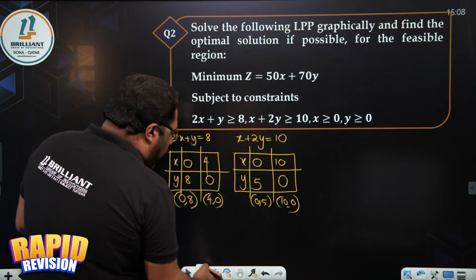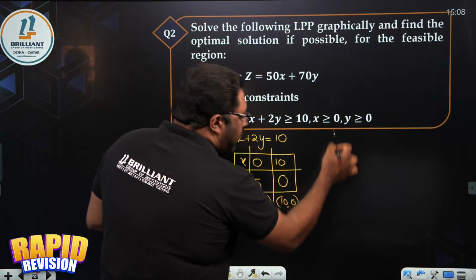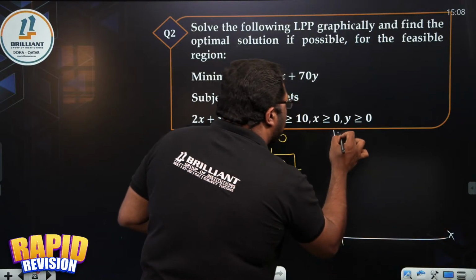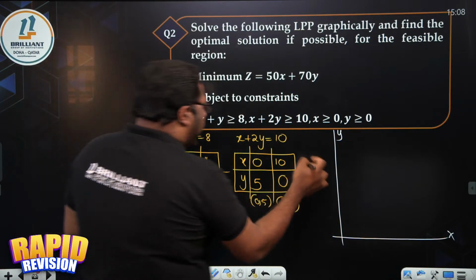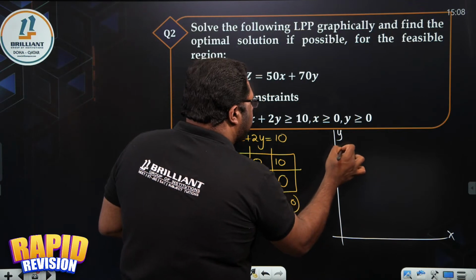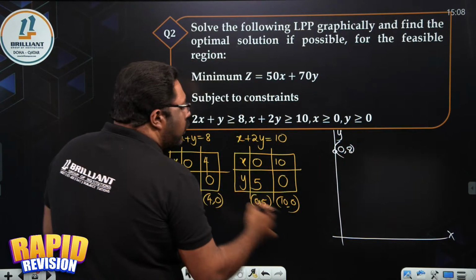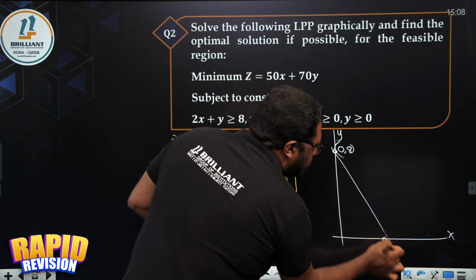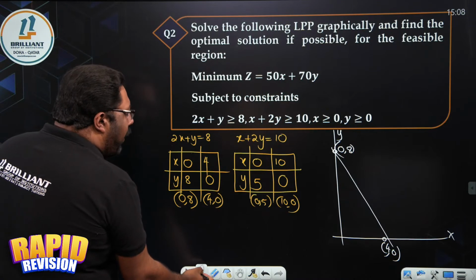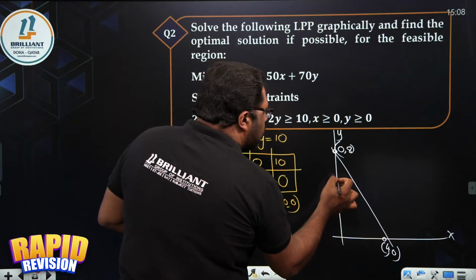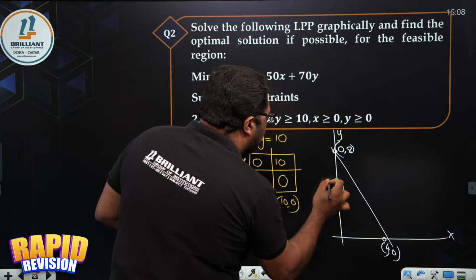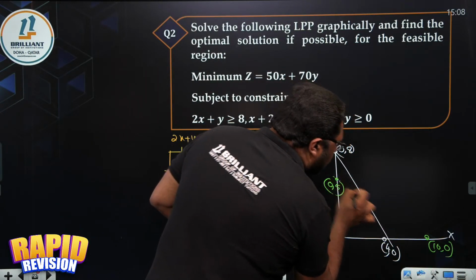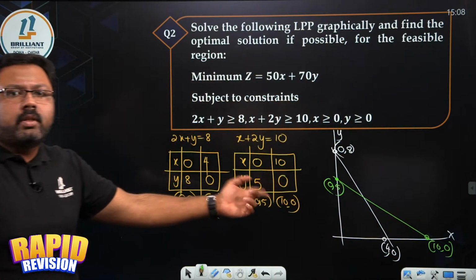Fine. So if you draw the graph for this, like I said before, simply draw the graph on x-axis and y-axis. Drawing the graph roughly, (0, 8) up to (4, 0). Join the line. Okay. (0, 5). Second one, (0, 5) up to (10, 0). Okay, so only two constraints, two lines.